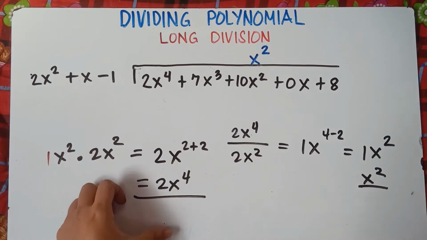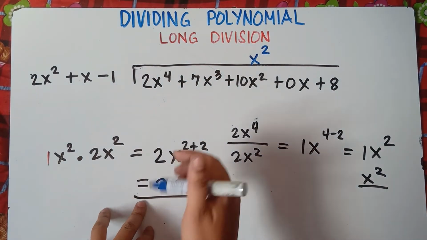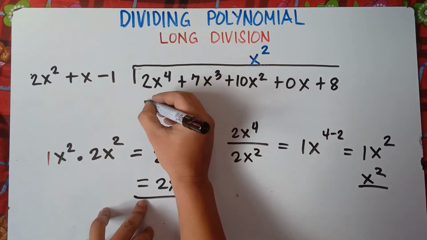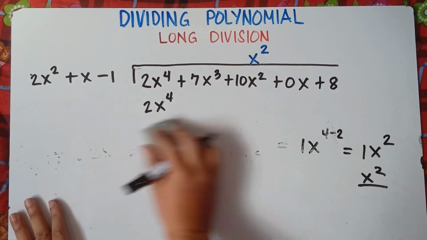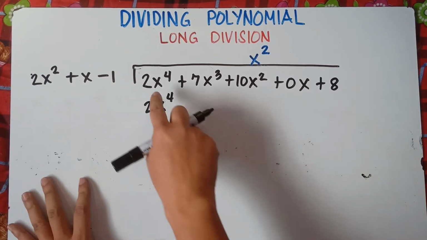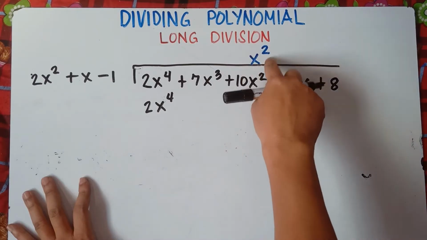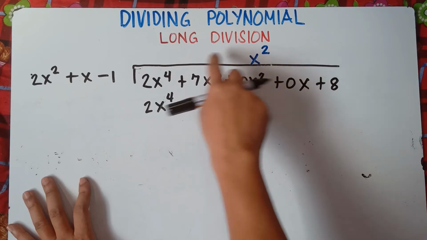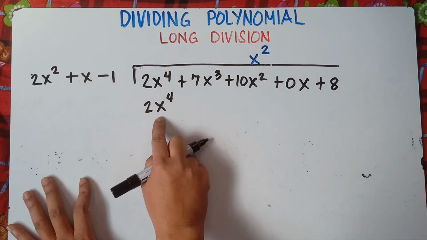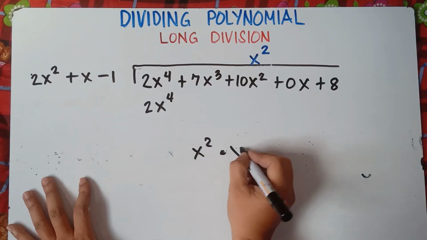So, x squared times 2x squared, that would be 2x raised to the power of 4. Alright, and then, once again, you divide this one, 2x raised to the power of 4 divided by 2x squared, that's x squared. Then once you get x squared, you multiply every term in this equation. So x squared times 2x squared, that will be 2x raised to the power of 4. X squared times x.